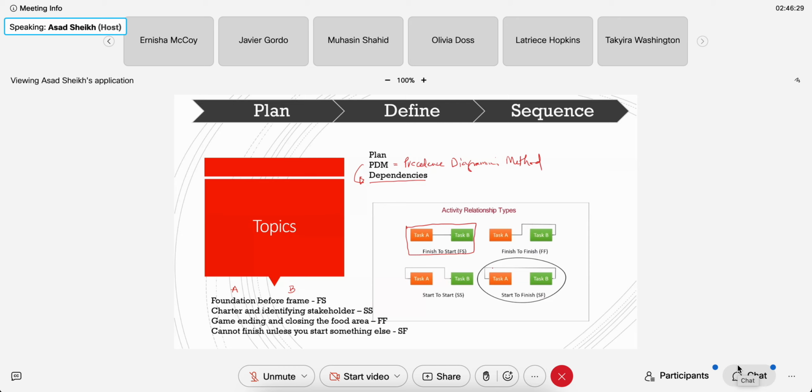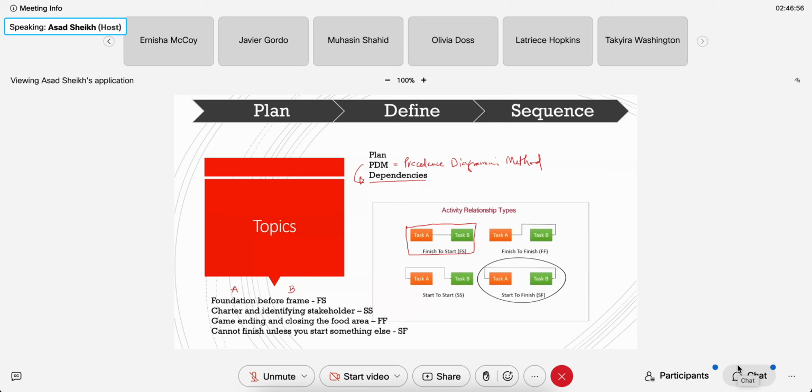Now the other one is, let's take this one. Start to start. So when you start A, B sort of starts at the same time, but it depends on A. They both start, but B starts on A, sort of starts.